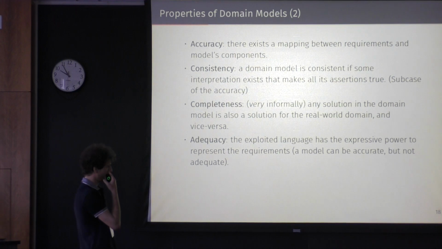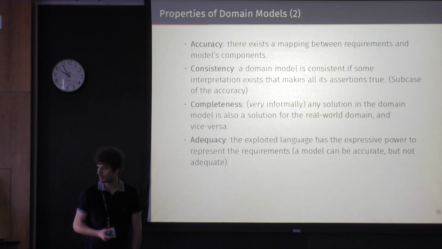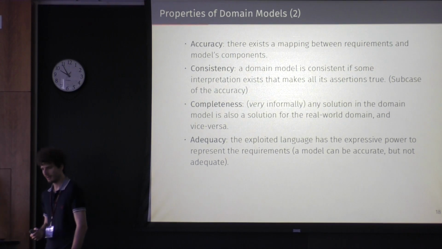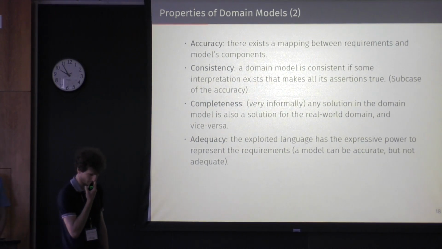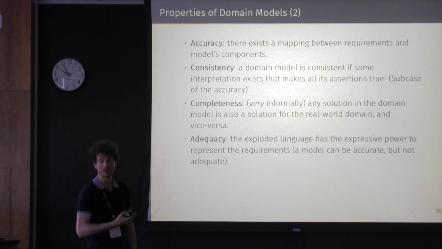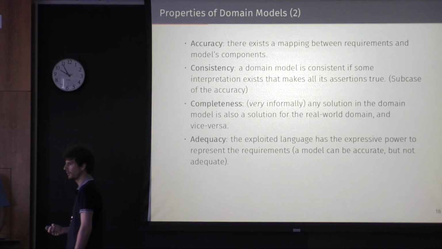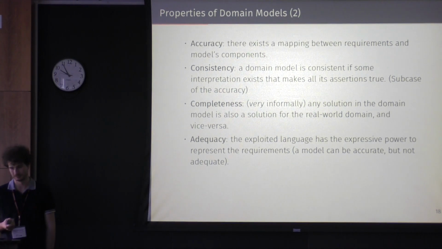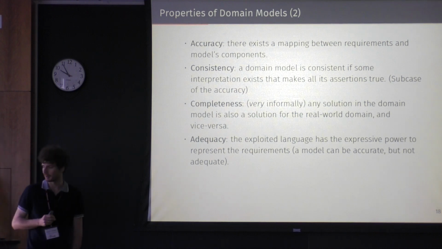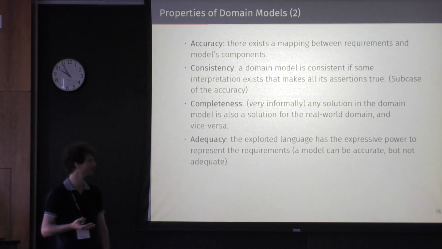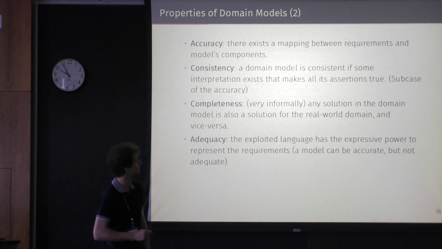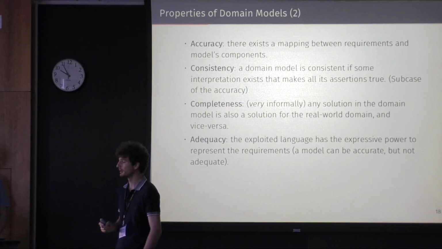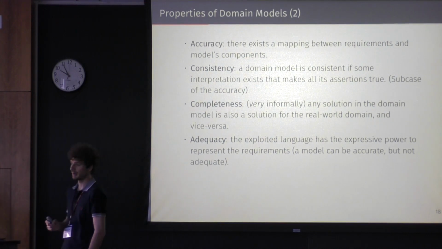And then another point is the adequacy, in which you are basically checking that the language that you selected for encoding your domain model is expressive enough for addressing the requirements, or that part of the requirements actually. And it should be noted that you can have a model which is accurate in the sense that you can find the mapping between requirements and model components, but it's not adequate.